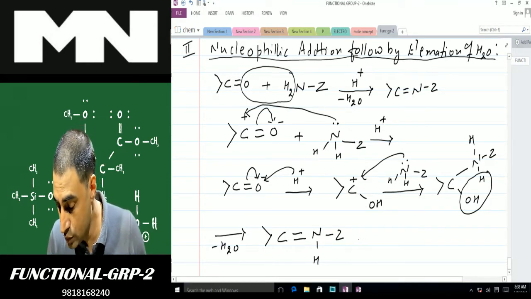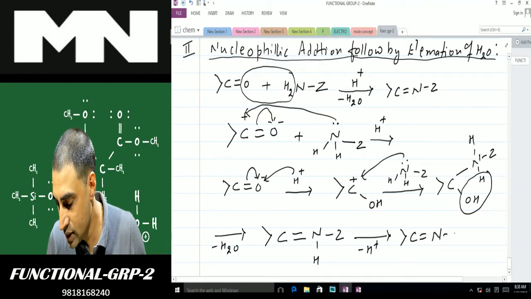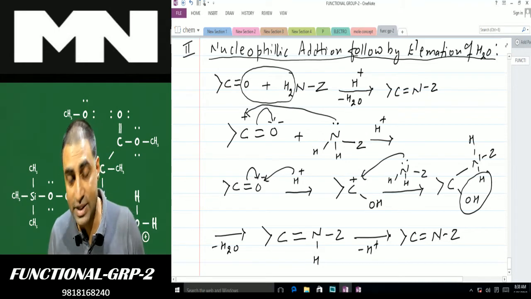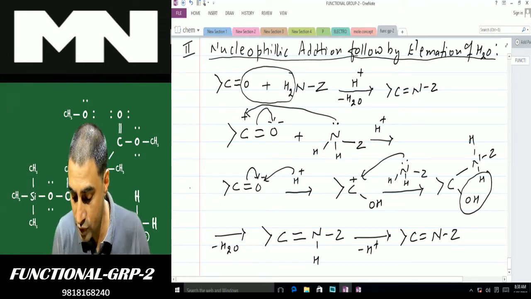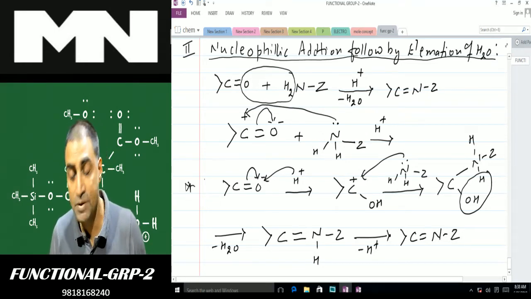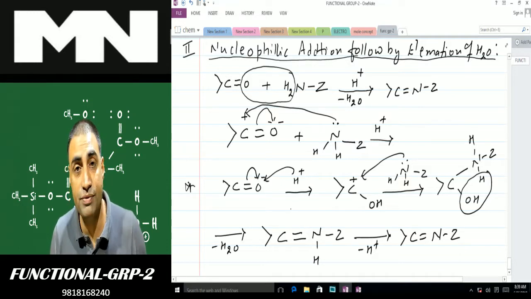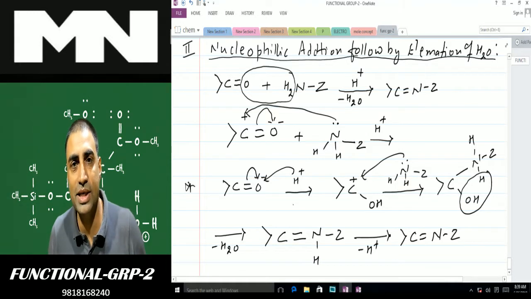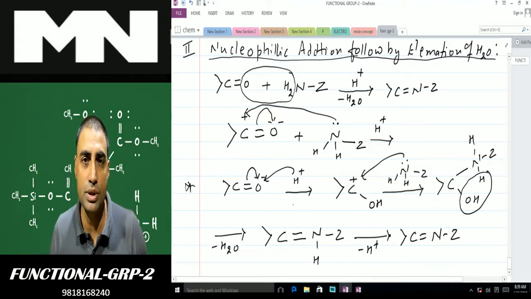This compound will lose an H positive ion and you get a stable compound, that is, C=N-Z. H positive is a catalyst. It was used here, where your reaction is starting. So you'll see that it was used in the first step and regenerated in the last step. So by maintaining slightly acidic pH, we increase the positive charge on the carbocation of aldehyde and ketone. So it becomes easier for a nucleophile to attack.